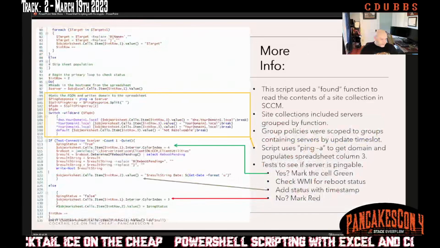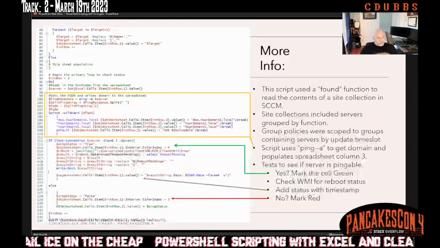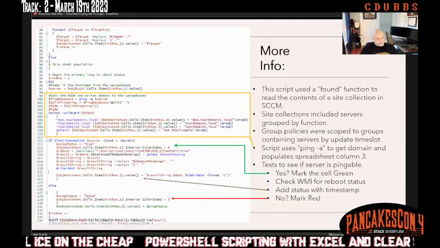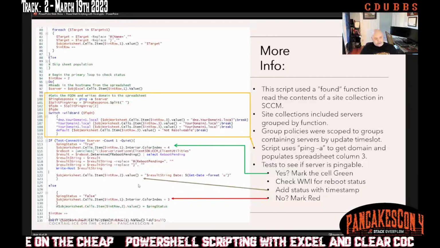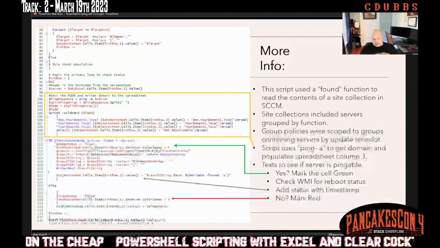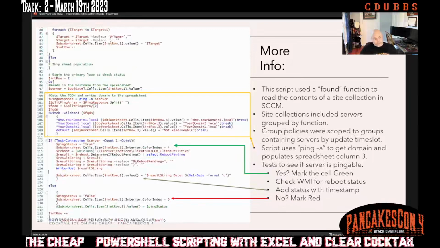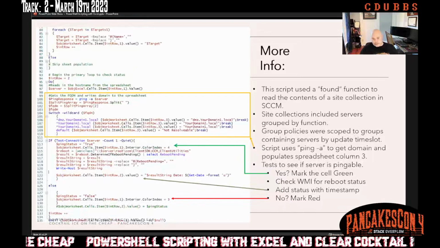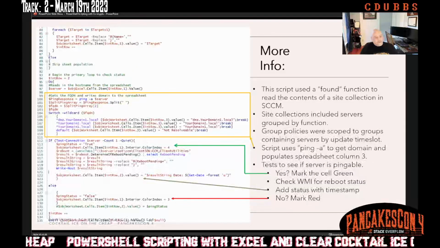Now, what does it do? So we did the ping check, we did the query to see if it's got a reboot pending, we build our result string, and then we write back out into the spreadsheet the current status of the server and the current time when we were at that point in the loop. So we're time stamping the output to say this was the status at this specific time.